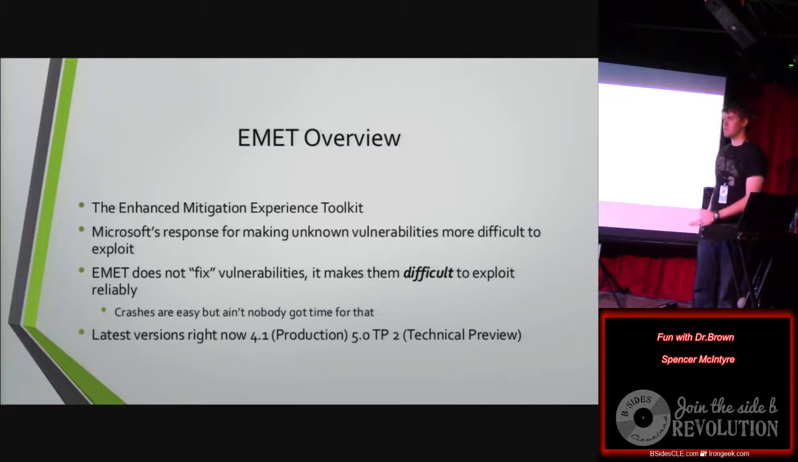The latest versions right now, there's kind of two going on. There is Emmett version 4.1, which is what Microsoft has deemed ready for production. So if you are running Emmett in a production environment, they recommend that you use 4.1. However, there's also 5.0 Tech Preview 2. There is a Tech Preview 1, and we'll talk about that a little bit later. But 5.0 Tech Preview 2 is the latest one. Microsoft does not recommend running that on your production systems, on servers, things like that. But it has some new features, a lot of improvements, things like that.